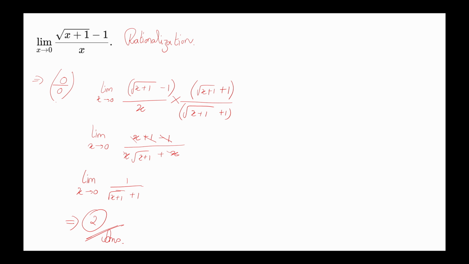So this is how a rationalization question is done. You must remember, generally this is done when you have square roots or heavy power roots used. That time you use rationalization to simplify your expression either in the numerator or denominator, and then use direct substitution in the end to get the answer.